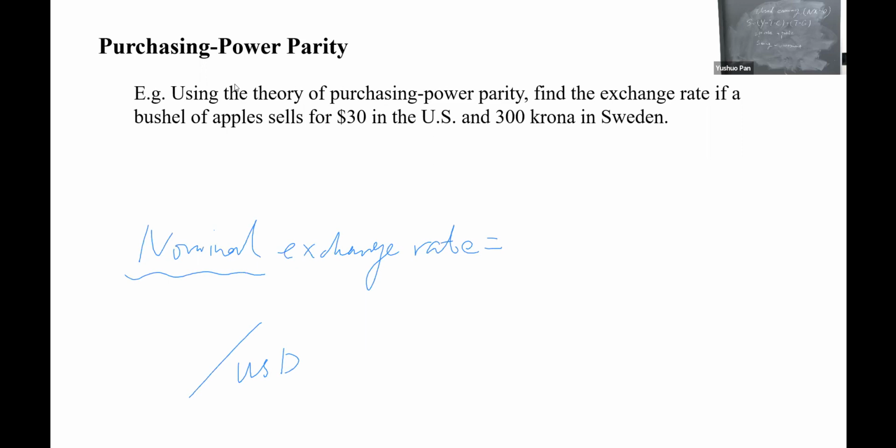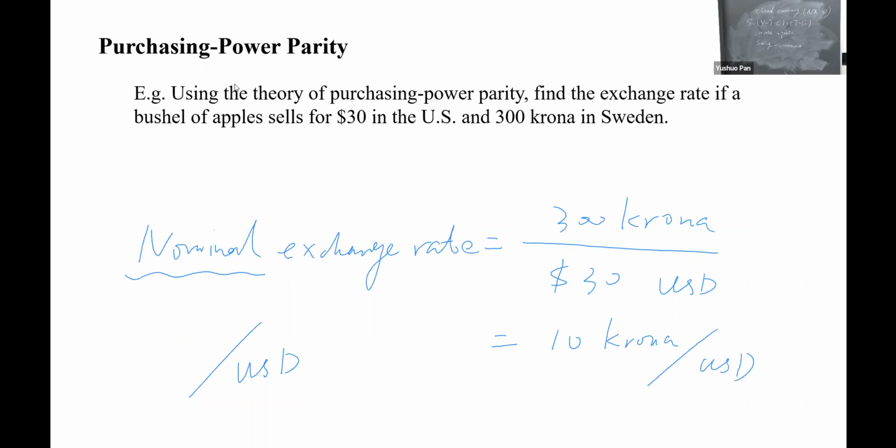The denominator should be USD, and the numerator should be foreign currencies. And $30 equals 10 krona per USD. That's how you calculate the exchange rate if purchasing power parity really holds.